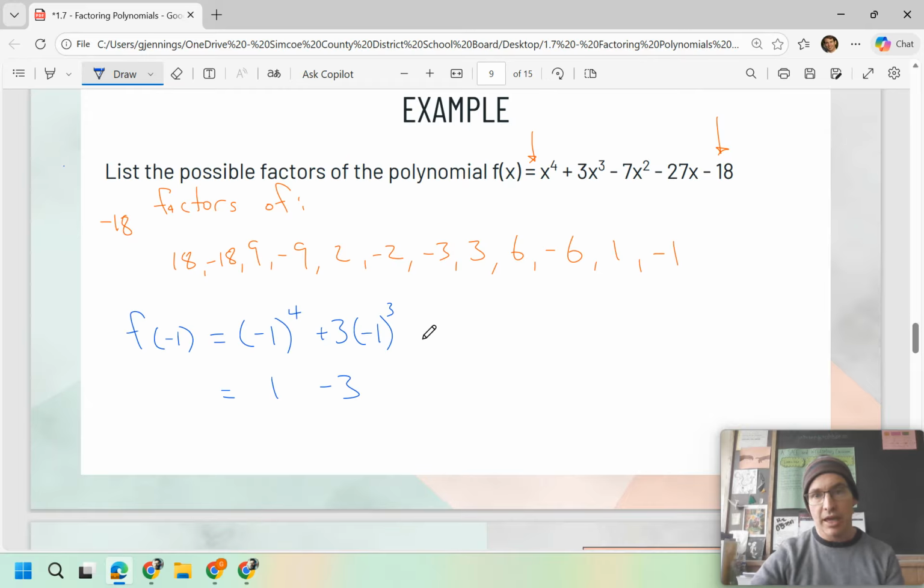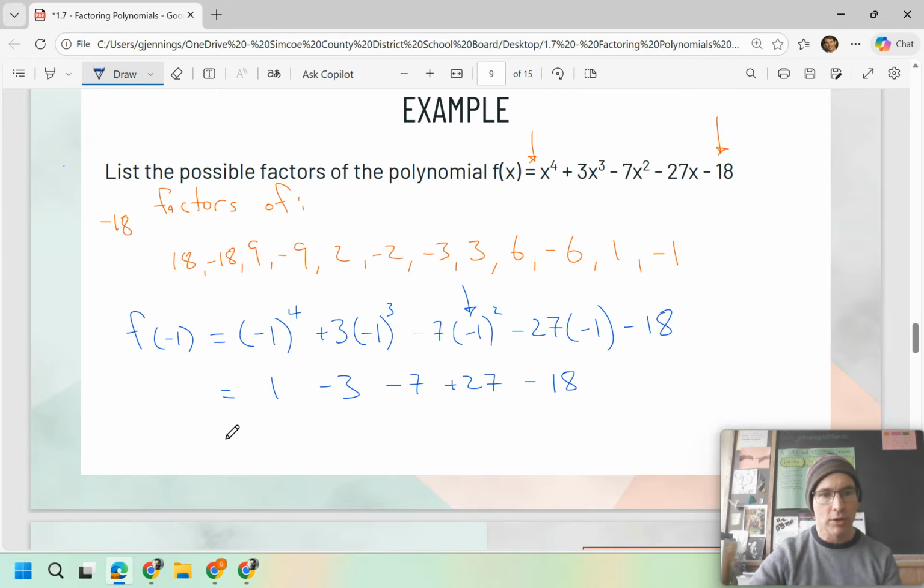Okay, and then minus 7 times negative 1 squared. And then minus 27 times negative 1. What's that going to be? That's going to be plus 27. Okay, so we got minus 3, minus 7, because negative 1 squared is 1, and we're minus 7 times 1, plus 27, minus 18. What's that equal?